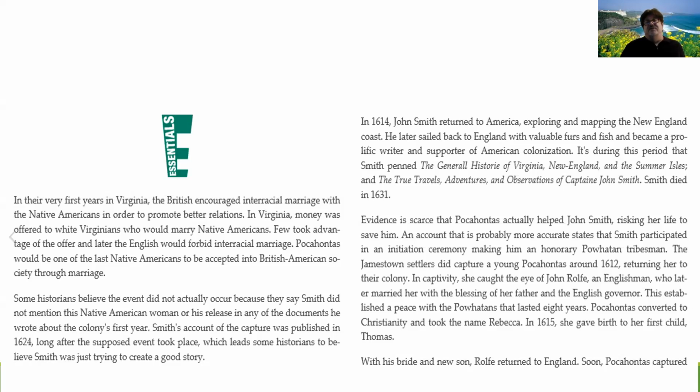Evidence is scarce. So scarce means it's very little of something, right? So evidence is scarce that Pocahontas actually helped John Smith, risking her life to save him. Again, I don't know what they're basing that on because they don't have enough evidence. An account is probably more accurate, which means more correct.